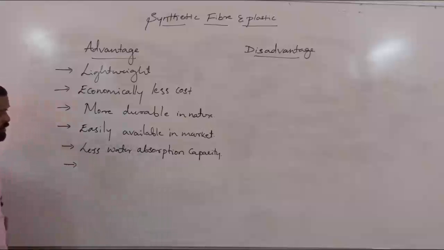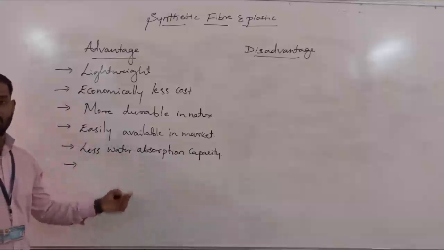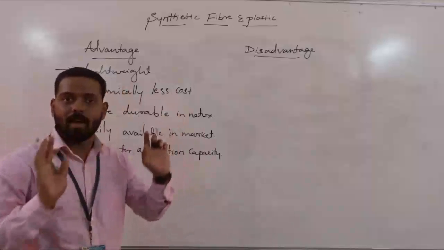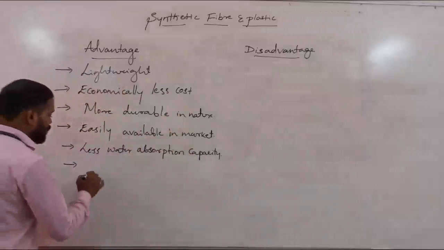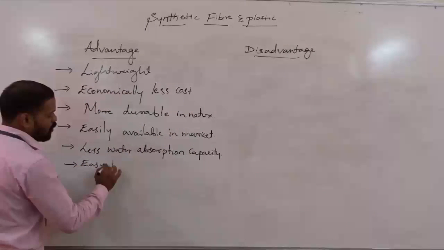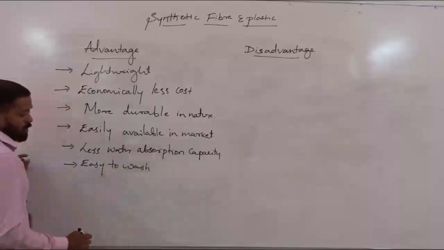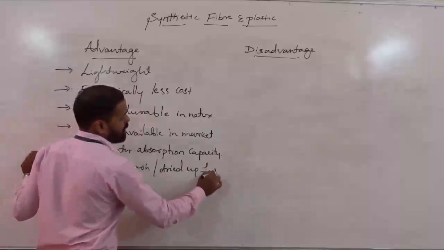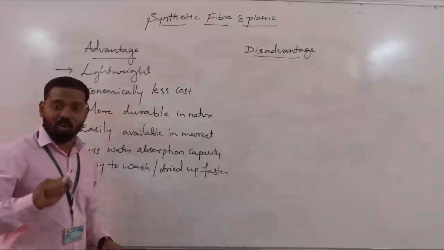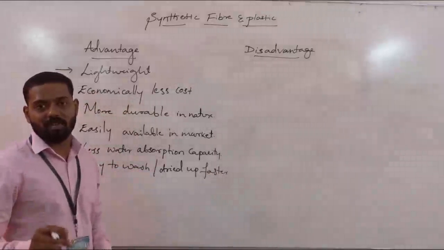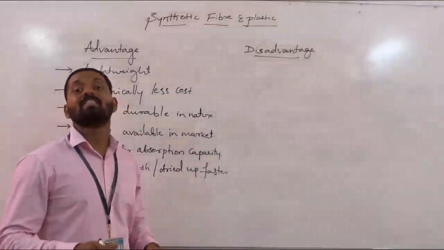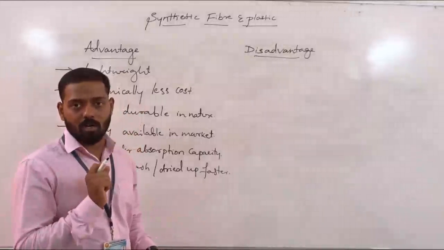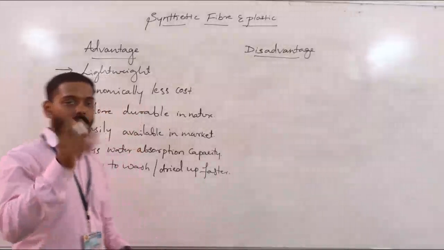And the next advantage is that any synthetic fiber you take will not absorb more water. That's why you can easily wash and easily dry it. That is the main advantage. So it is easy to wash and dries faster. But if you are washing cotton clothes, it takes some time. Washing is also difficult for cotton clothes and woolen clothes, and it takes a lot of time to dry, because natural fabrics absorb water content. Cotton absorbs water content and wool absorbs water content. That's why it takes some time to dry.